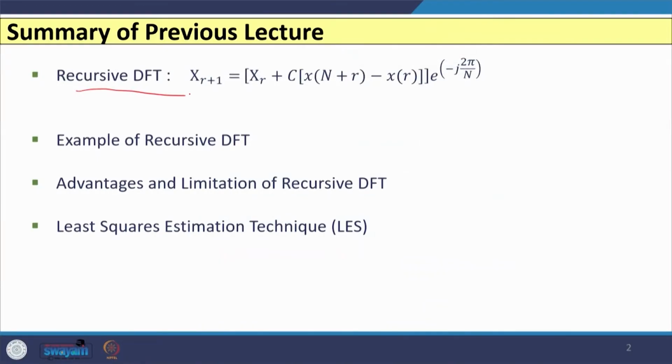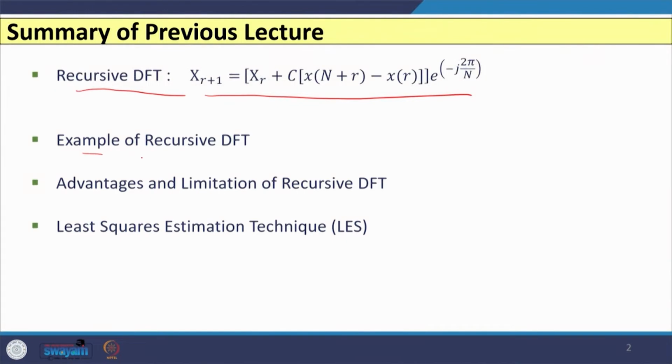Hello friends. So, in the previous lecture we have discussed regarding the recursive DFT. We have discussed that if I use the formula of recursive DFT, then we need to calculate for the next window only those samples which are newly available in that particular window, and we need to discard the sample which is not required in the new window.